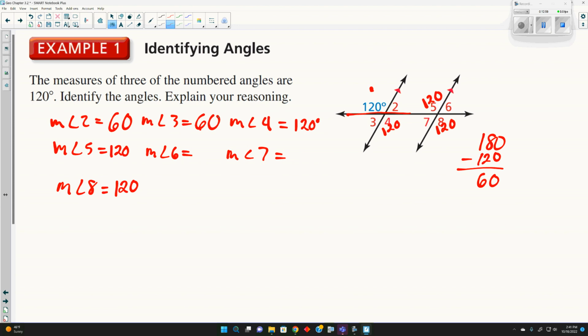Because 2 and 6 are corresponding, yes? In the same spot, corresponding angles are congruent. Since 2 is 60, 6 has to be 60. Well, 2 and 7 are alternate interior angles, yes? Which is congruent. There's different ways we can get at this using alternate interior, alternate exterior, corresponding angles. Any of these here. That's it. Questions on this here?